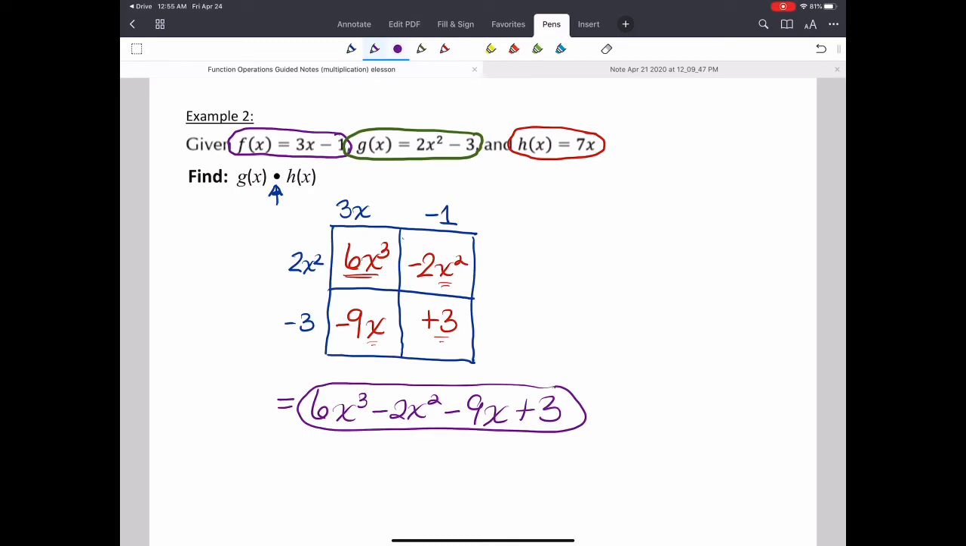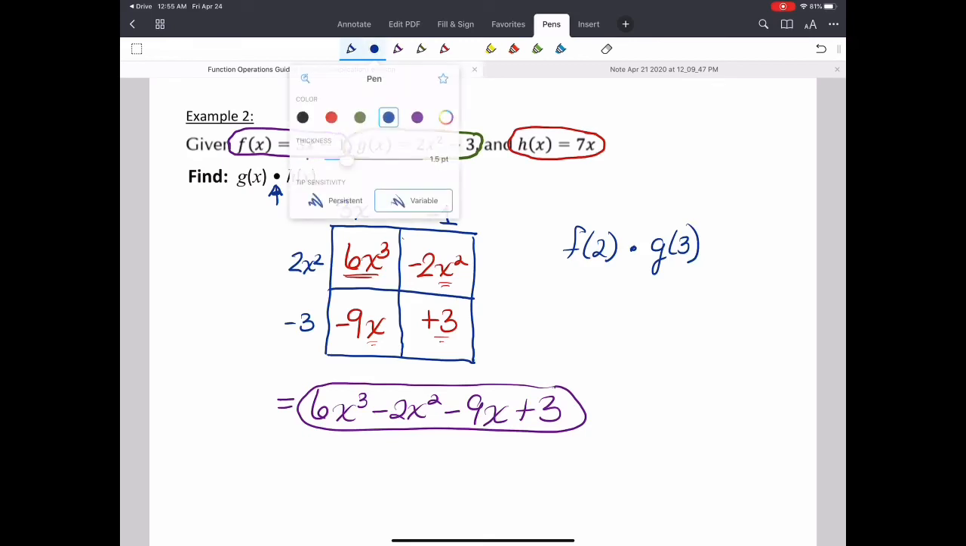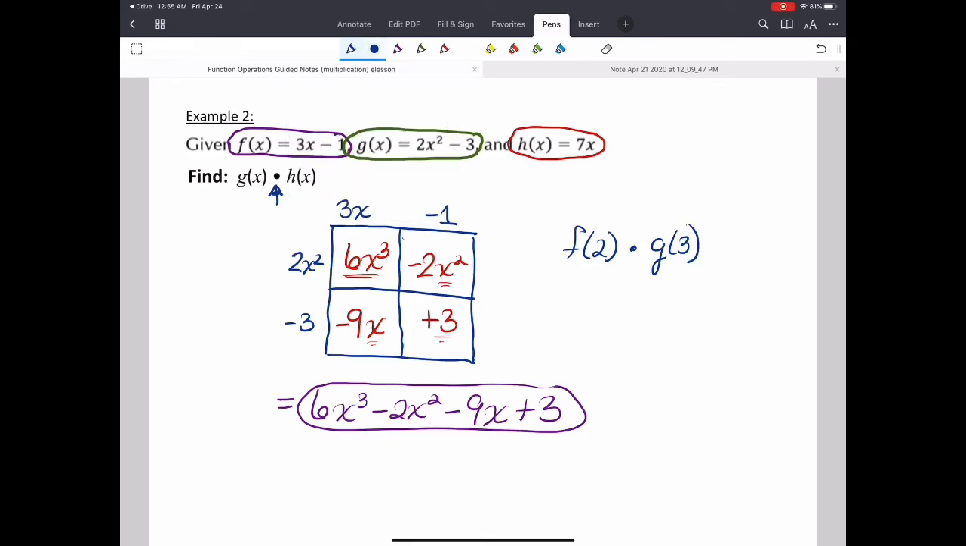Sometimes you might notice that it will say something like, what's the f function of 2 times the g function of 3? I don't think any of the practice problems will show that, but if that is the case, then you're going to have to put that 2 in for x into the f function, and you're going to have to put 3 in for x into the g function, and then work them out that way. But like I said, I don't think any of the problems are going to come out that way, but just be on the lookout for that. You'll see that from time to time.